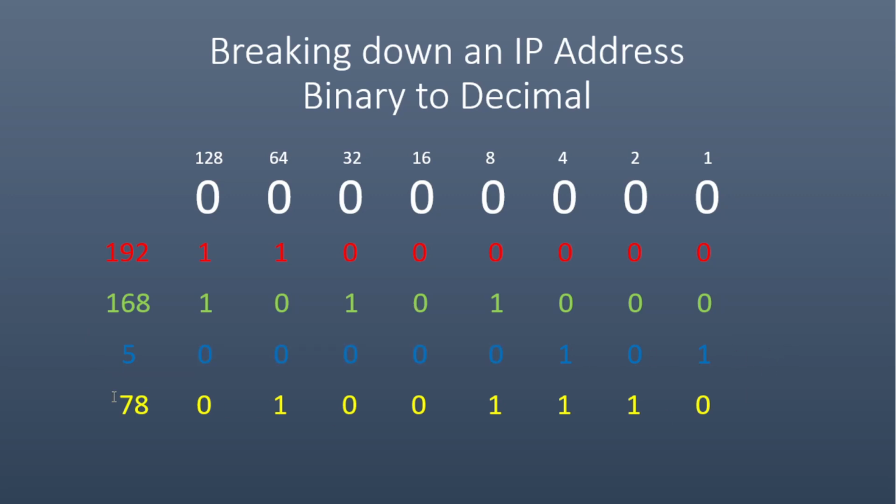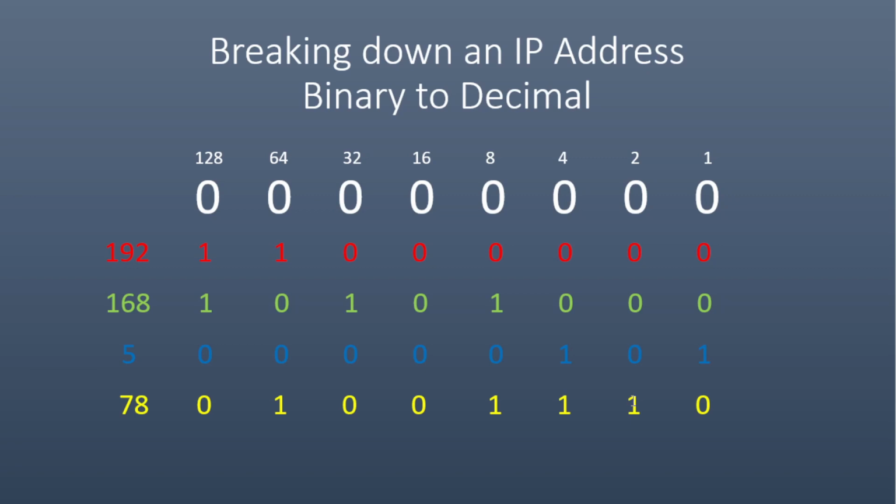Okay, and then 78, we need the 64-bit, and we need the 8, the 4, and the 2-bit. All right, so 78, if we take 64 plus 8, that gives me 72, plus the 4 gives me 76, plus the 2 gives me 78.